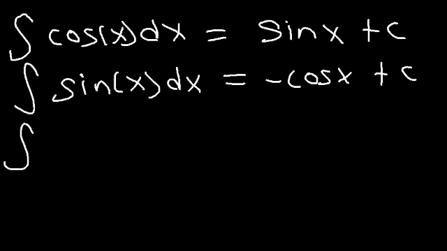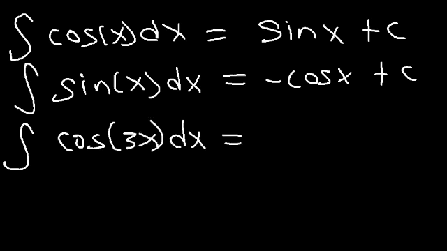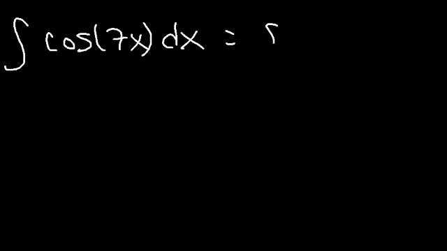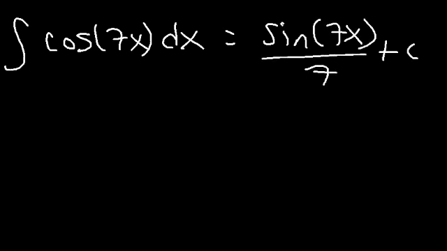So let's say we want to find the antiderivative of cosine 3x. This is going to be sine 3x. The angle has to stay the same, but then divided by the derivative of 3x, which is 3. This works only if you have a linear function on the inside. So for example, the antiderivative of cosine 7x is simply sine 7x divided by 7 plus c.